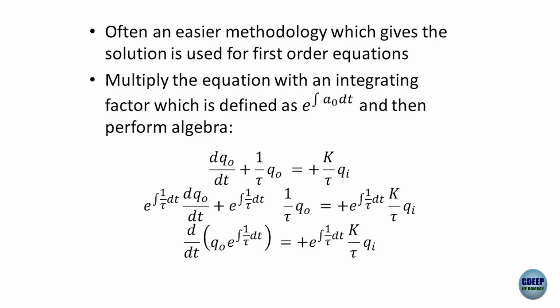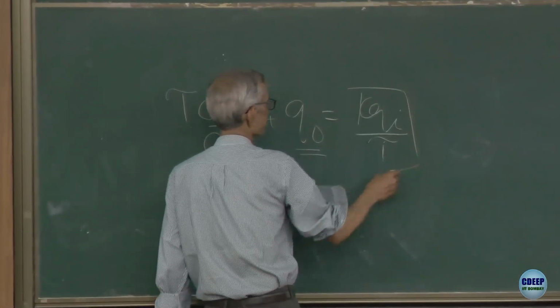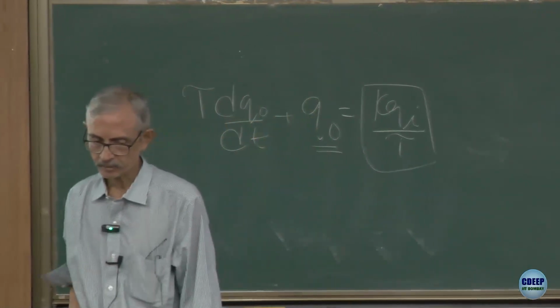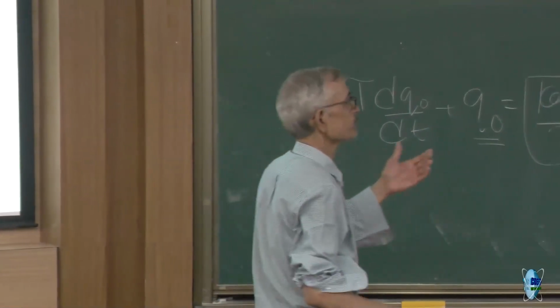What we said was that qo is the variable that we are trying to get a solution for, and this term here could be a constant, could be a function of time, but it is something that is given to us.